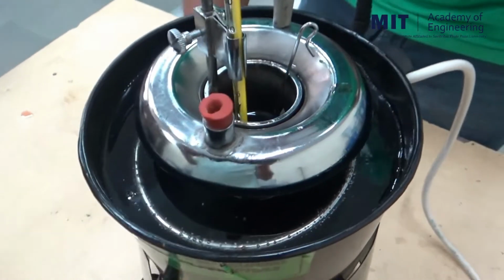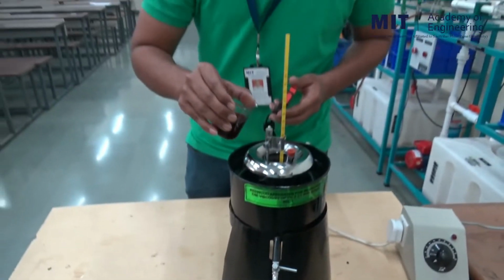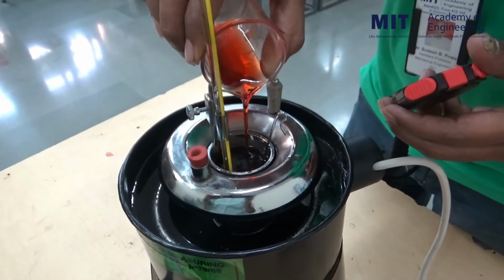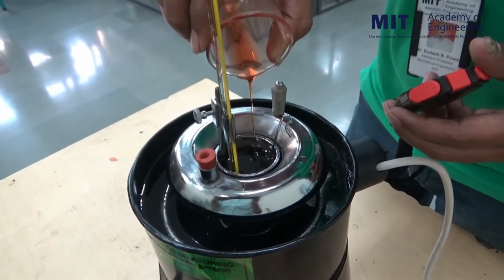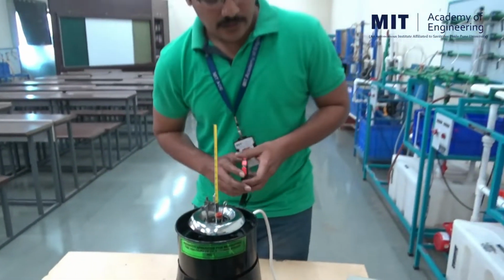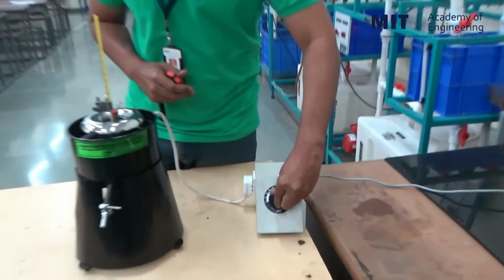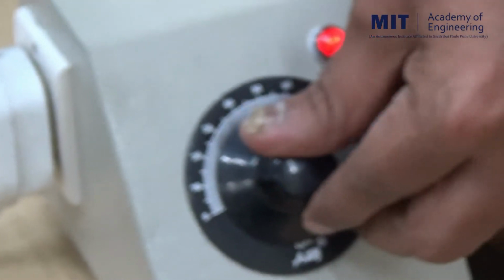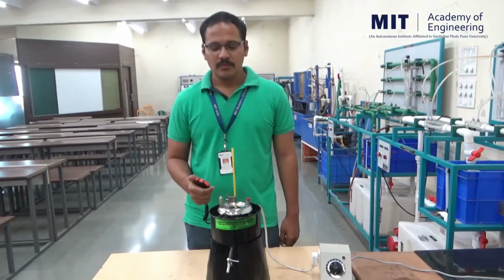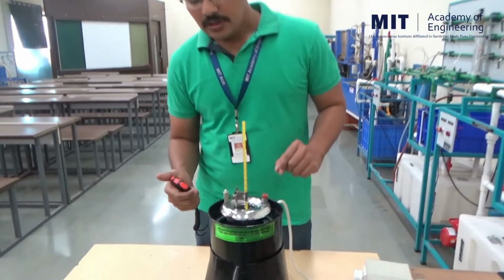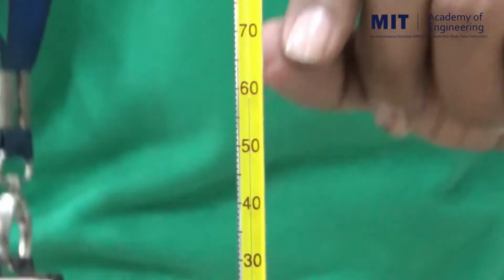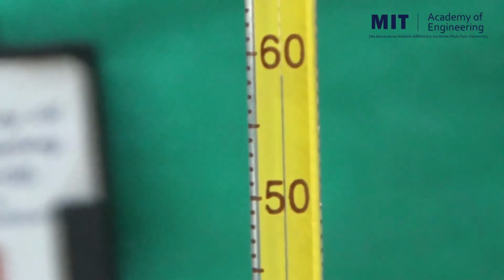For the second reading, you have to again pour this oil into the inner tank like this. Now for the second reading, I will again increase the voltage. We will wait for some period of time so that the oil temperature will increase. Now we will take the second reading. I think the temperature is stabilized, and right now it is 58 degrees centigrade. So we will take the reading for 58 degrees centigrade.